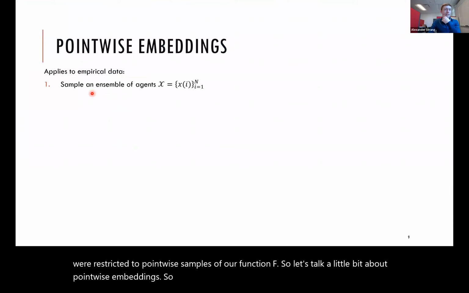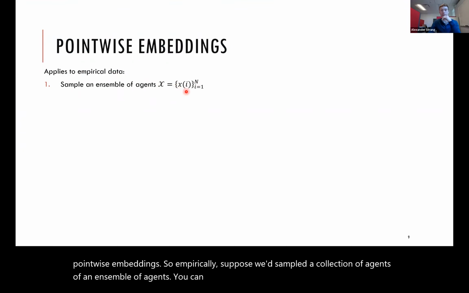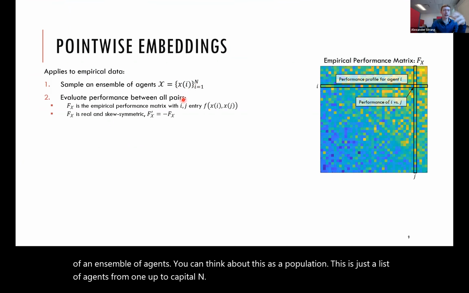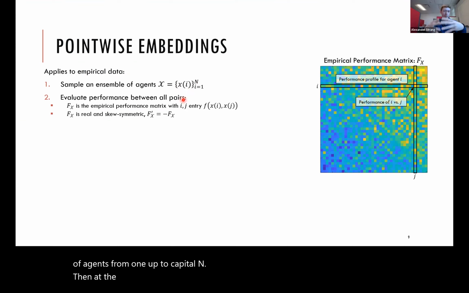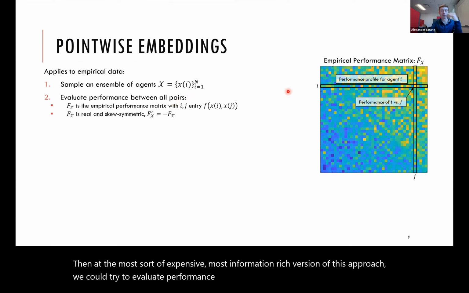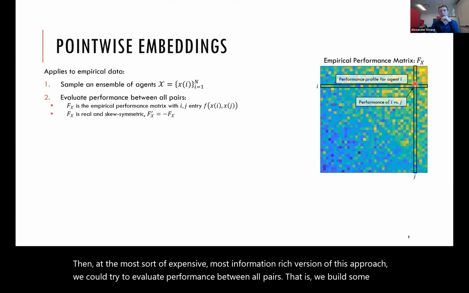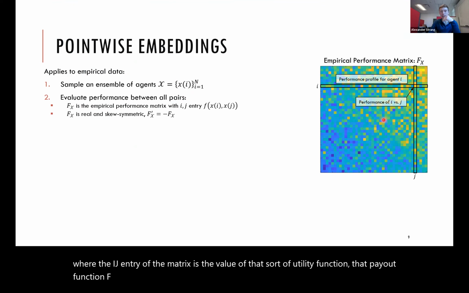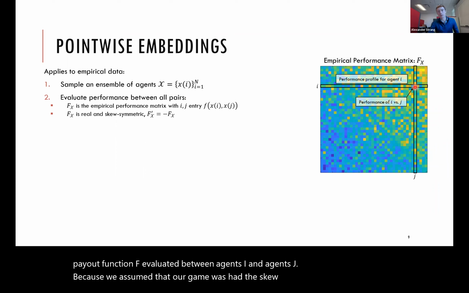Empirically, suppose we'd sampled a collection of agents. So we have an ensemble of agents. You can think about this as a population. This is just a list of agents from 1 up to capital N. Then at the most expensive, most information-rich version of this approach, we could try to evaluate performance between all pairs. That is, we build some matrix where the ij entry is the value of that utility function, that payout function f, evaluated between agents i and j. Because we assumed that our game had this skew symmetry, this matrix will also be skew symmetric.